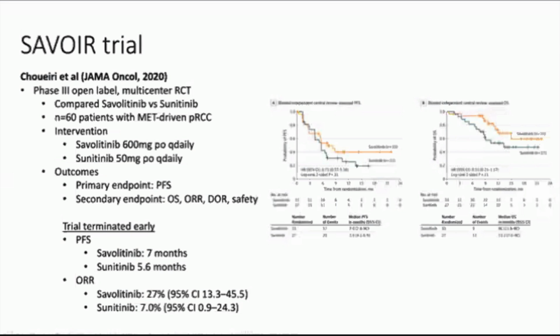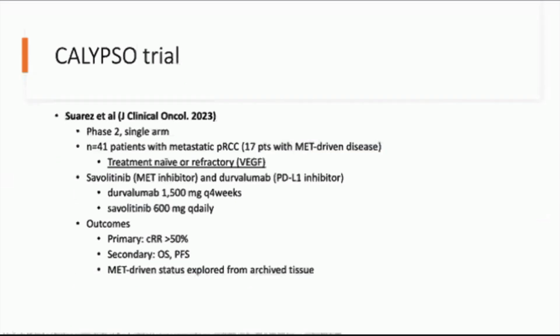The objective response rate for the savolitinib group was 27% compared to 7% for the sunitinib group. So overall, both are weaker than the cabozantinib in this histological subtype when we look at the other trials.